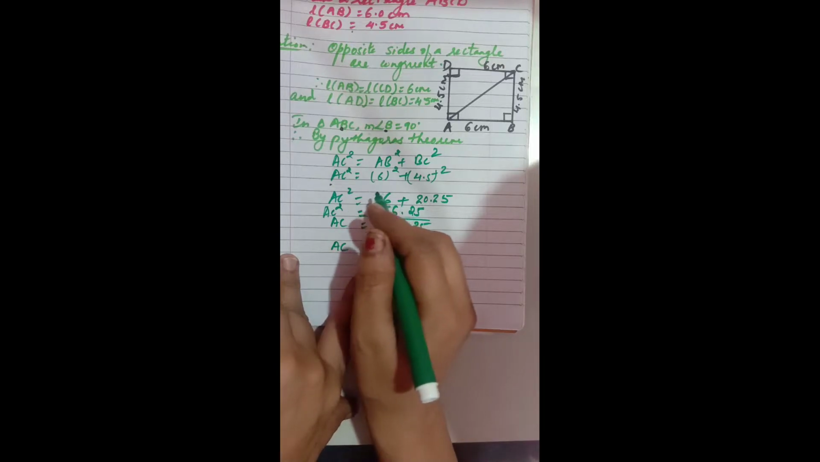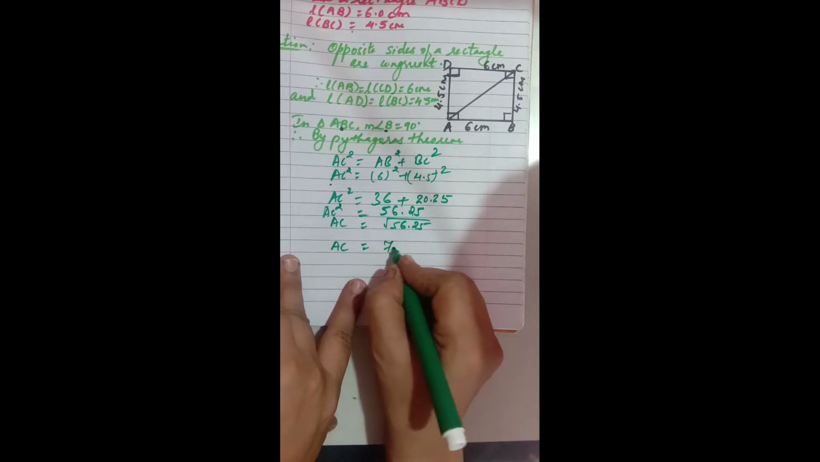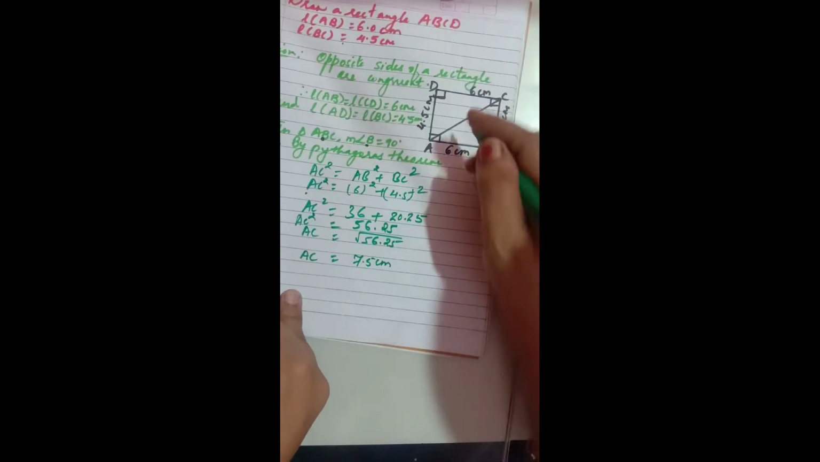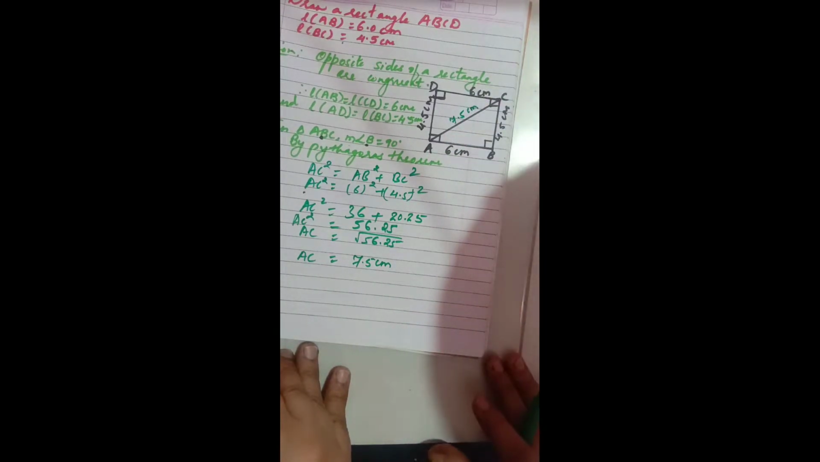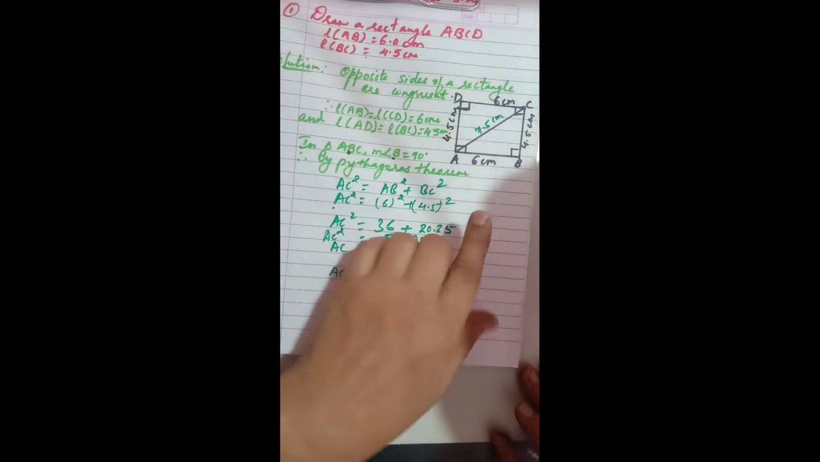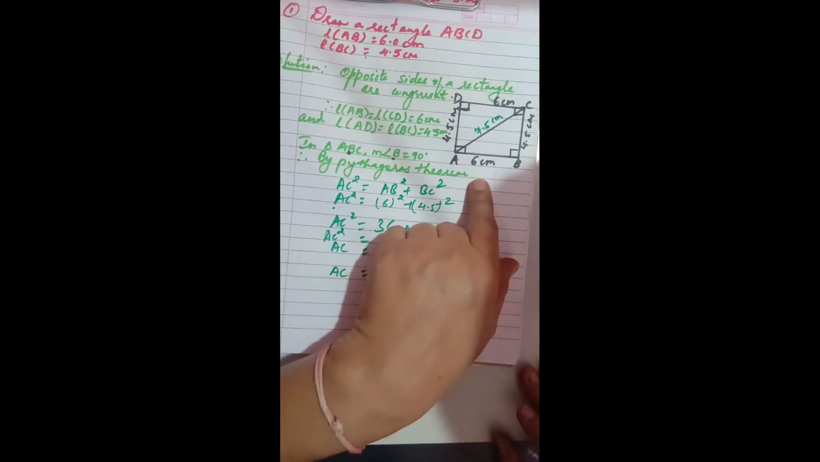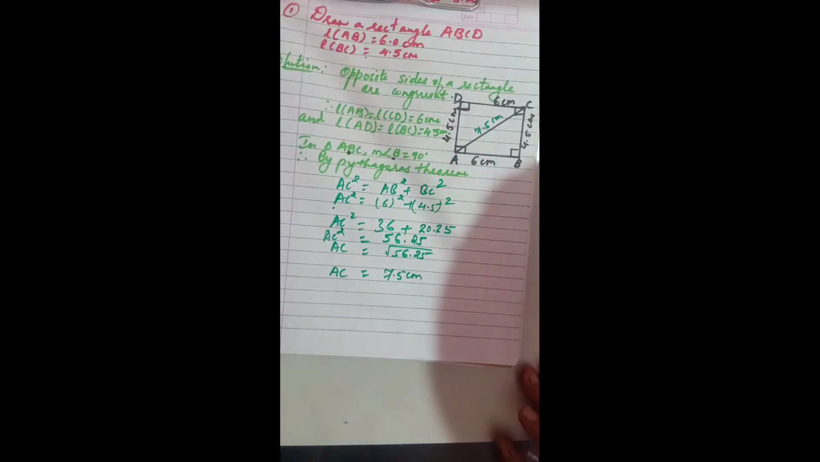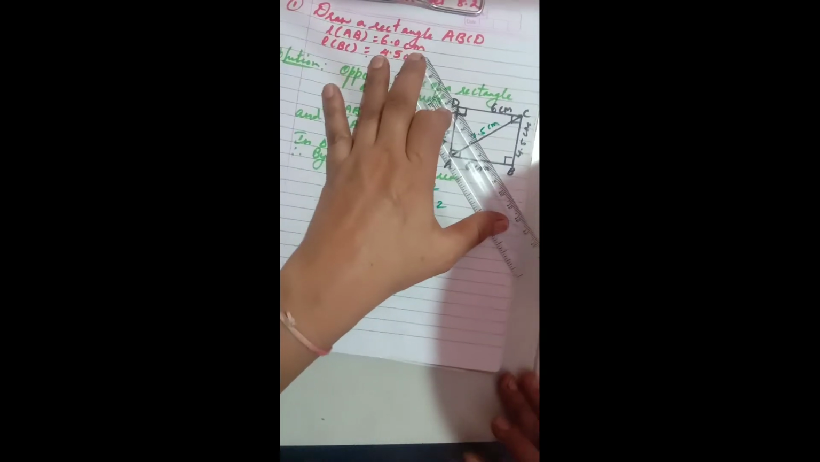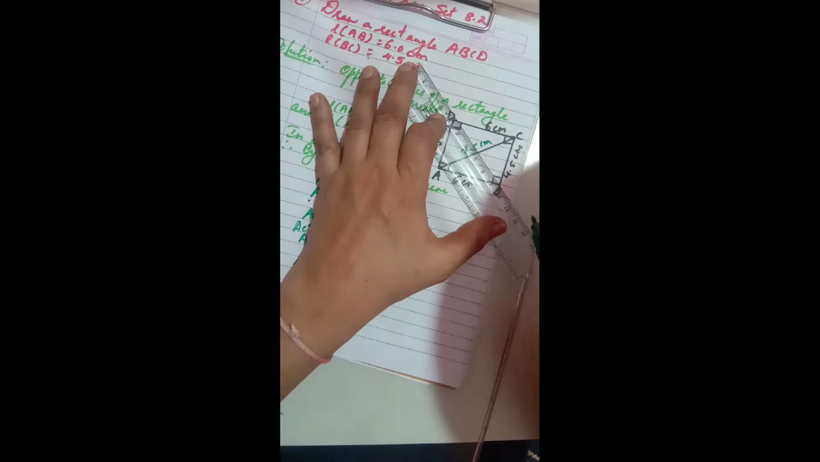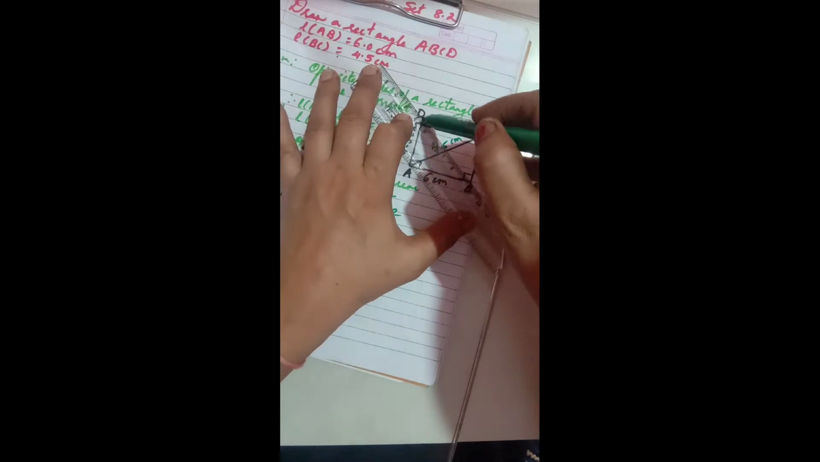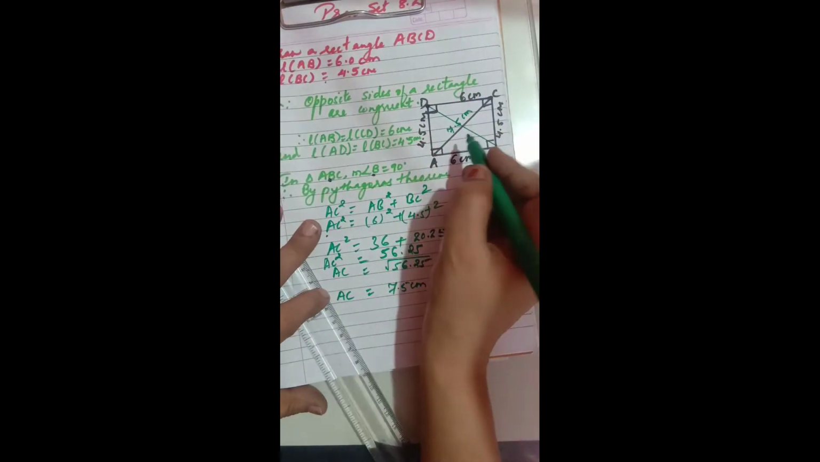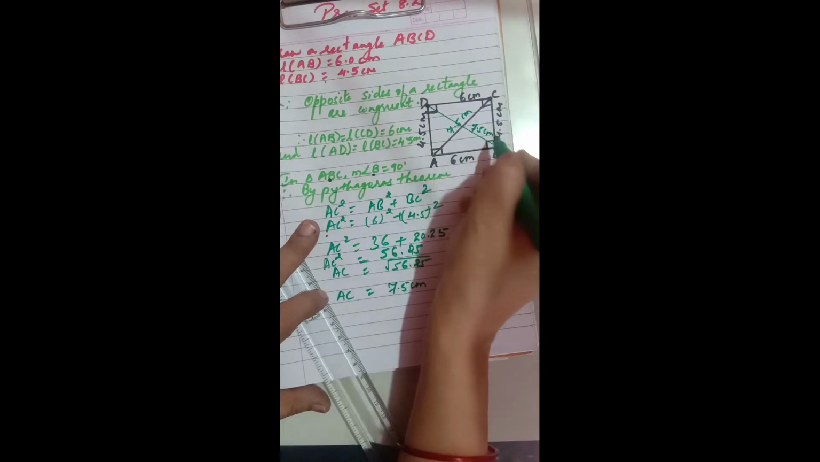We have learned to find square root in our previous class. So it will be 7.5 centimeter. Therefore AC is equal to 7.5 centimeter. Now we have written the measurement of our diagonal, that is 7.5. Let us draw the other diagonal, which also will be 7.5 centimeter, as diagonals of a rectangle are congruent.